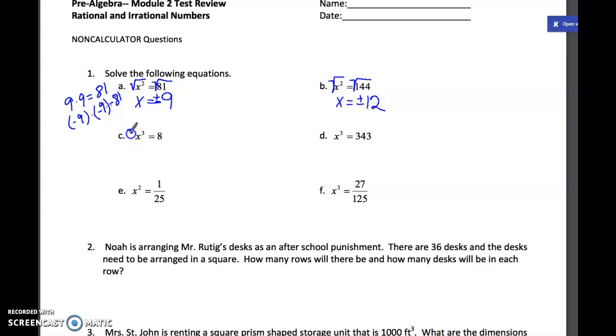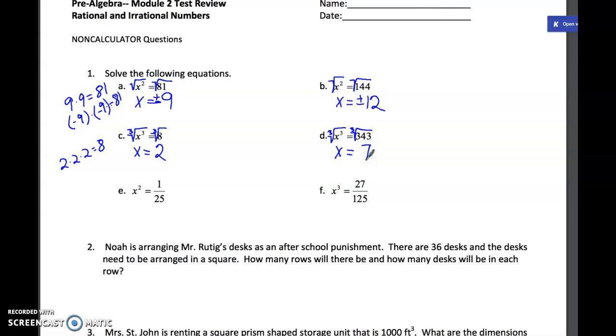C, cube root. We've got to do the cube root, which is the inverse of cubing. So we do the cube root of both sides. So cube root of x cubed is x. Cube root of 8 is 2, because 2 times 2 times 2 equals 8. D, got to do the inverse, which is cube root. We do the cube root. X equals cube root of 343 is 7.